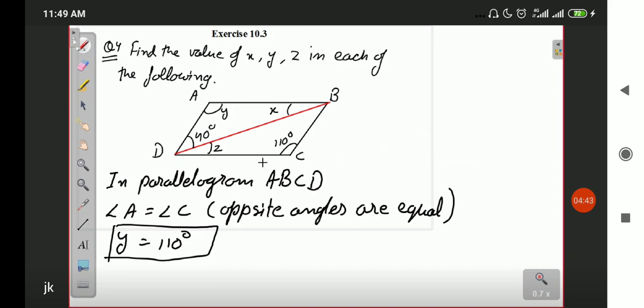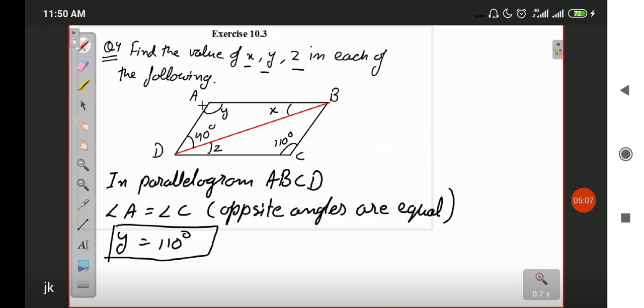The question is asking you to find the value of x, y and z. It does not mean you have to follow this order only, that you have to find the value of x first, then y, then z. No need to do that. You can find the value of the variable which is easily findable, then you increase your level. So first of all, we determined the value of y as 110 degrees.